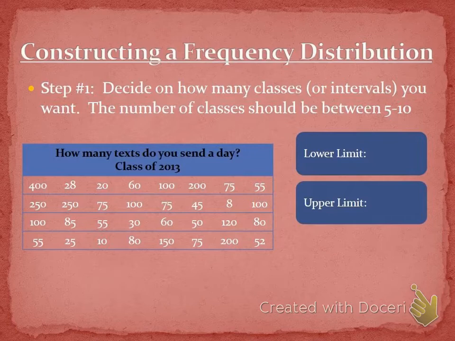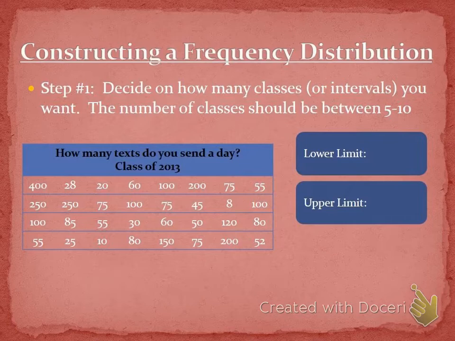First of all, you want to decide on how many classes or intervals you want. A typical number of classes or intervals will fall between 5 and 10. Ultimately, it doesn't matter. This is entirely up to you. But as a general rule, we'll try to keep them between 5 and 10. And what determines how many classes or intervals we have really depends on what number of intervals give us a nice picture in terms of a graph we will get out of it.